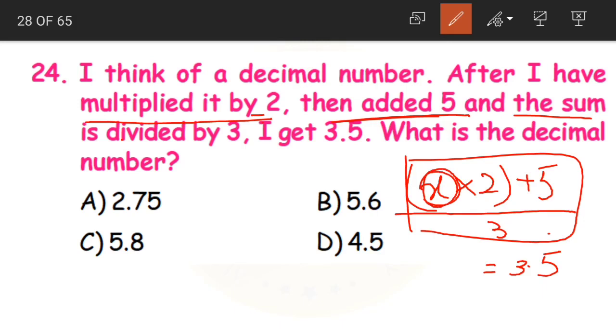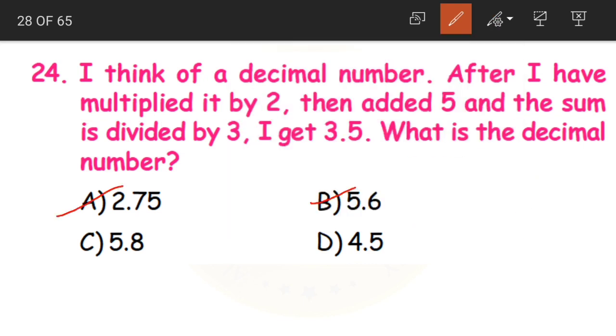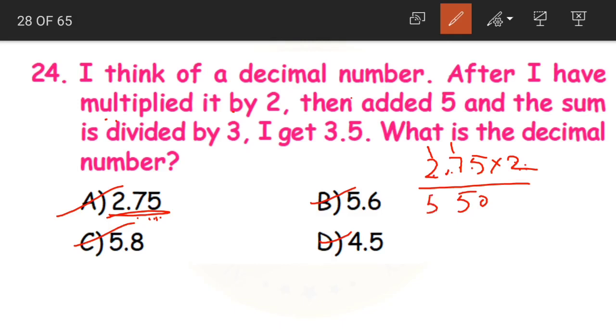Now there are two ways to solve this question. The first one is to take each option and check which one fits this. Say option A, 2.75. First multiply it by 2. When we multiply it by 2, what will we get, children? 2 5s are 10, 1 carried, 2 7s are 14 plus 1 is 15, 2 2s are 4 plus 1 is 5.